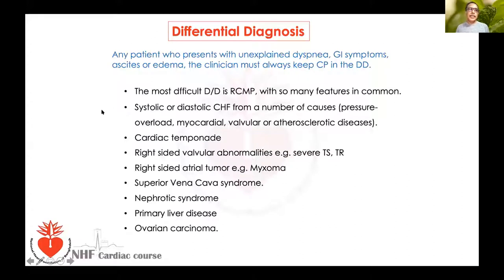Okay. So differential diagnosis. Before going to differential diagnosis, we should remember any patient who presents with unexplained dyspnea, GI symptoms, ascites, or edema, the clinician must always keep constrictive pericarditis in the differential diagnosis. The most difficult differential diagnosis is restrictive cardiomyopathy with so many features in common with constrictive pericarditis. Others are systolic or diastolic heart failure for a number of causes like pressure overload, myocardial, valvular, or atherosclerotic disease. Cardiac tamponade, again, a very difficult differential diagnosis. Right-sided valvular abnormalities like TS, TR, right-sided atrial tumor like myxoma, superior vena cava syndrome, nephrotic syndrome, even primary liver disease.